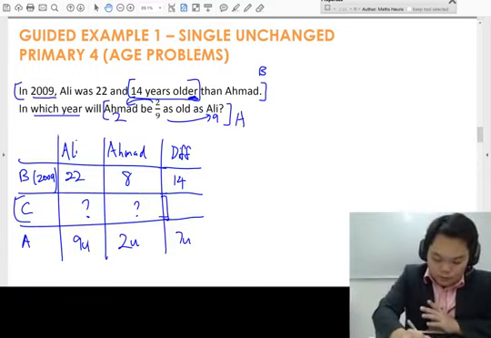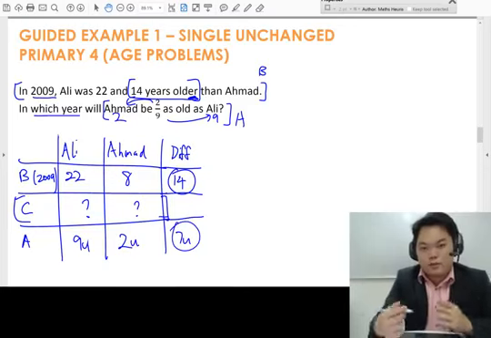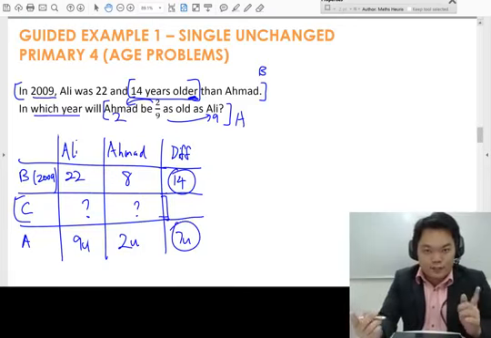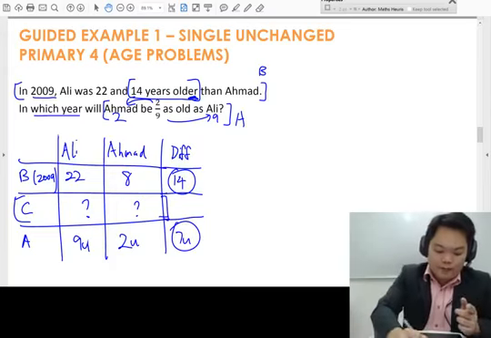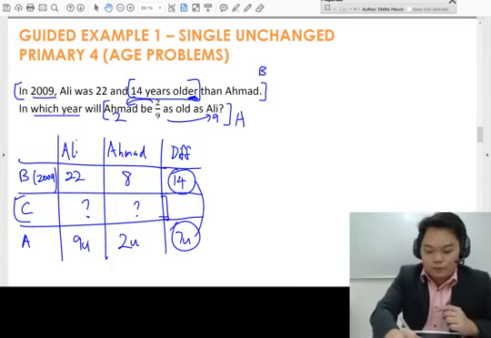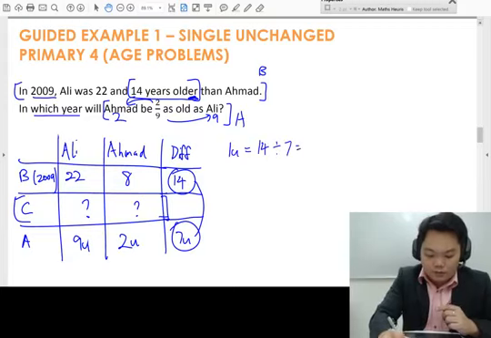So, since the difference remains unchanged, we say that these two are equal. We want to compare them. So 7 units is 14. 1 unit must now be 14 divided by 7 to give you 2.